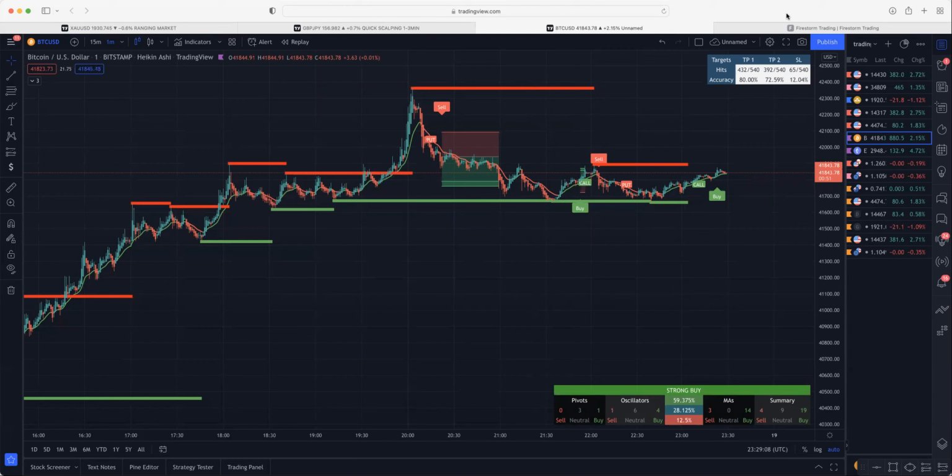As you can see up here, I'm sure you're probably wondering, what is this 80%? This is actually the accuracy of this indicator hitting take profit 1 and 2. This indicator will call out buys and sells, and you will be able to see the momentum of those buys and sells using our Firestorm momentum indicator.